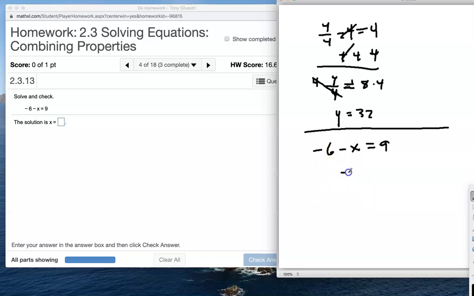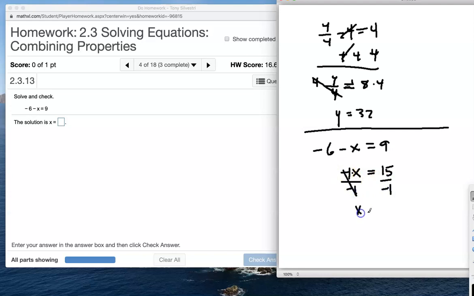Add 6. When you add 6 to both sides, you get 15 on that side. 9 plus 6 is 15. Now you might think, well, what's the number in front of the x? I don't see a number. I see a minus sign. It's minus 1. X is being multiplied by minus 1. The opposite of multiply by minus 1 is divide by minus 1.